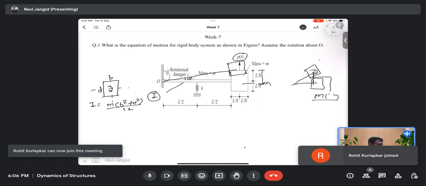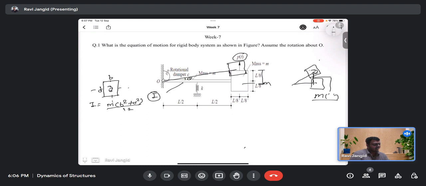those inertias for the rod, the rotational, and the translational or vertical transfers of the mass. So first let us write, if my rod rotates about the hinge, this is hinge O, what will be my I for the bar? Anyone? ML square by 12. No, ml square by 12 is about the center.